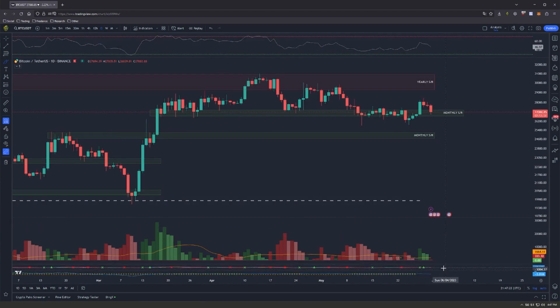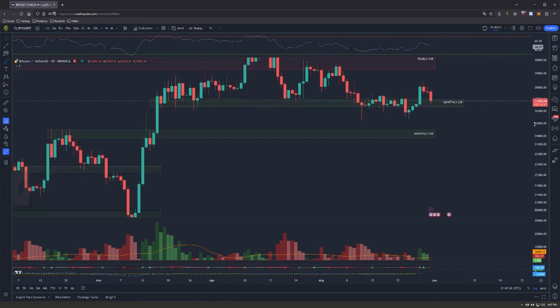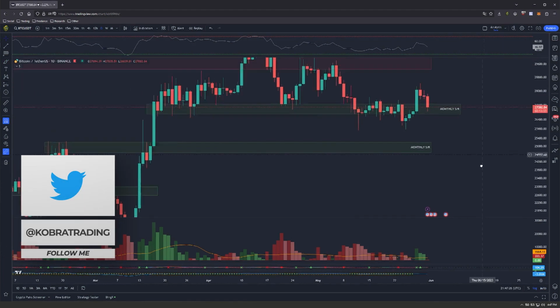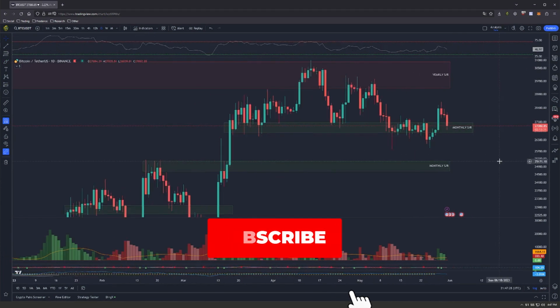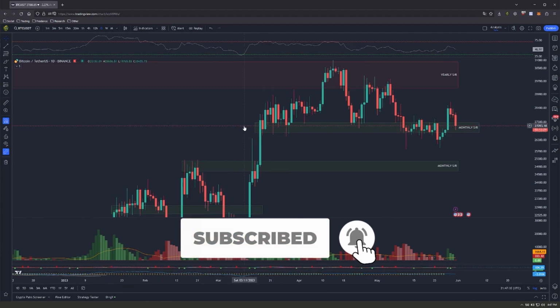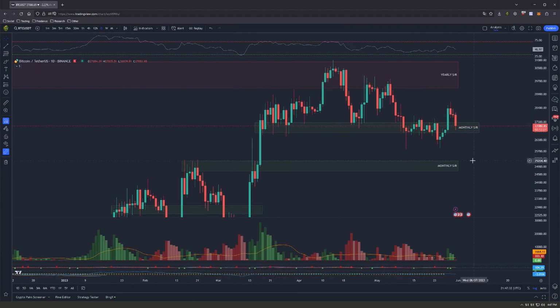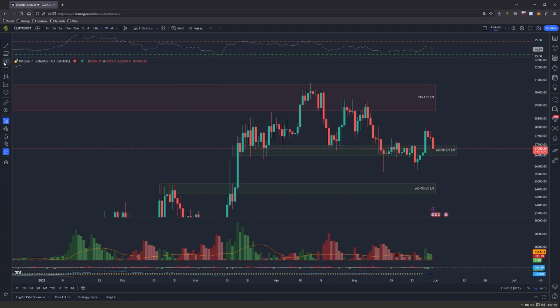I just want to go into this real fast. Again, we're going to look at volume, we're going to look at OBV, we're going to look at our horizontal levels here. We're still pretty much just hanging on by a thread. We're still in a very horizontal area of consolidation right now.